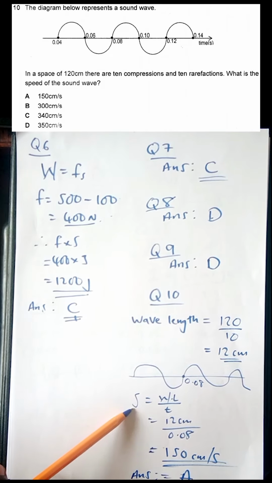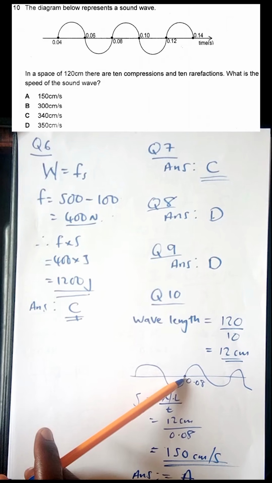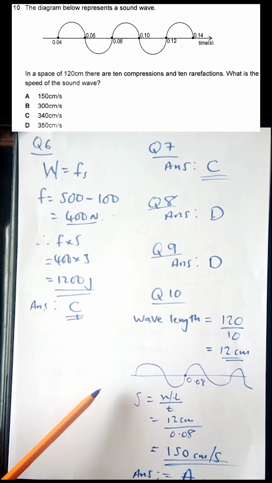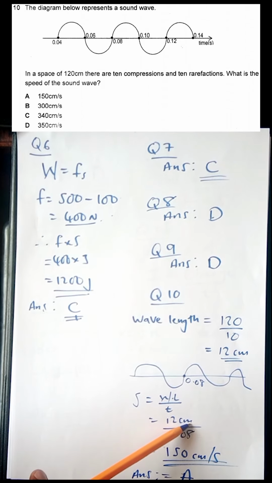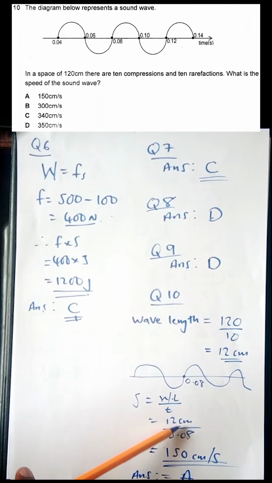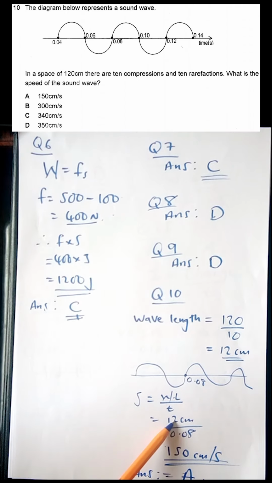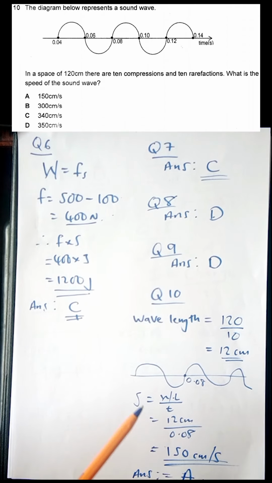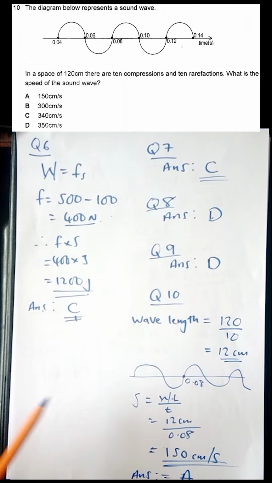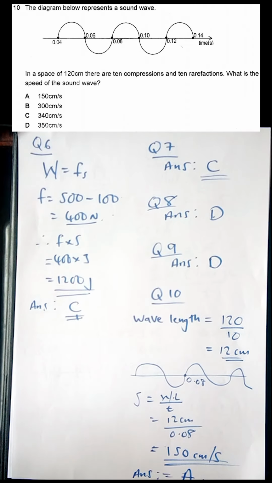Then we know that speed is expressed as wavelength divided by time. The time of one wave is 0.08, and the length of one wave, which is the wavelength, is 12 centimeters. So 12 centimeters divided by 0.08 seconds, you get 150 centimeters per second. We left it in centimeters per second because the answers on the multiple choice are all expressed in centimeters per second. So that's the answer, and that's found on option A.